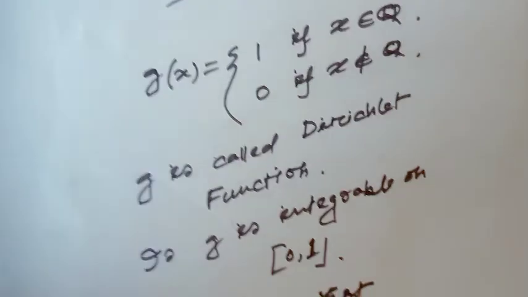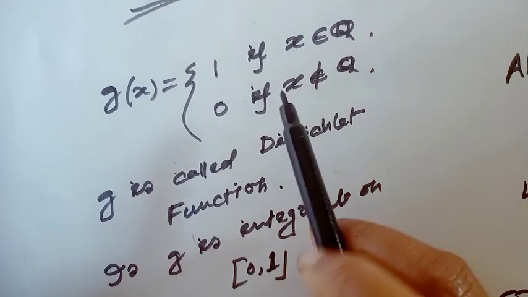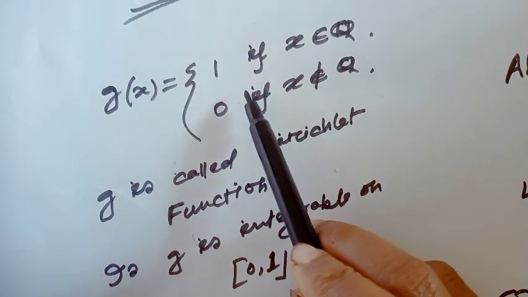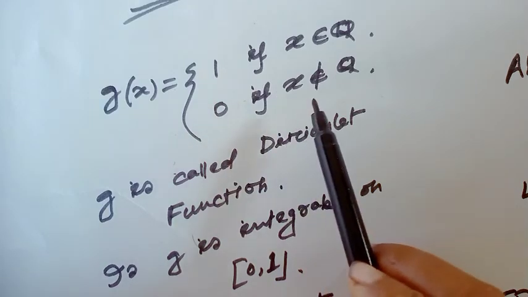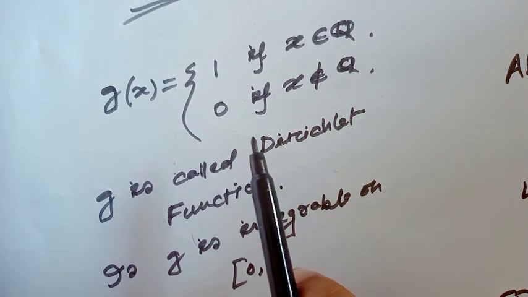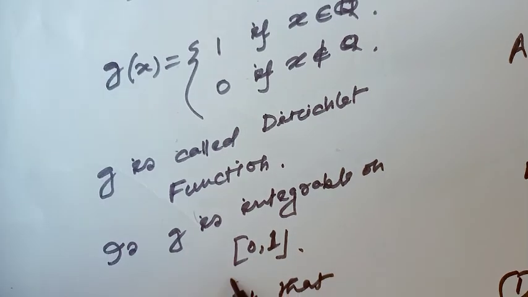Well, let's see the Dirichlet function. All of us know the Dirichlet function. When x belongs to the rational numbers, the value of g(x) is 1, and when x does not belong to the rational numbers, the value of g(x) is 0. Now my question: is this function integrable on the interval [0, 1]?